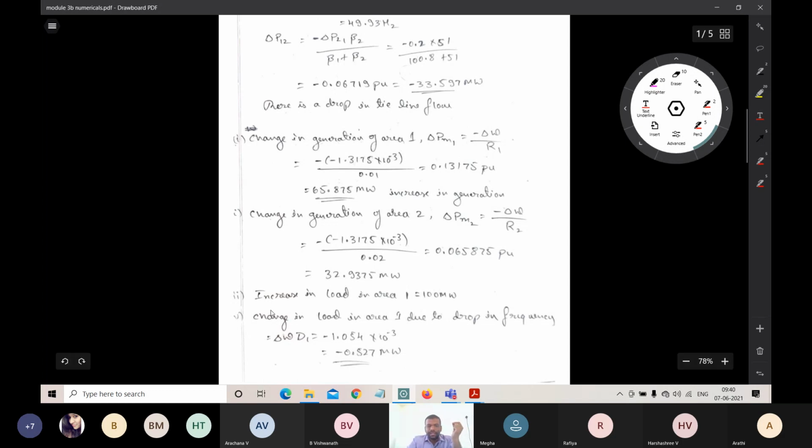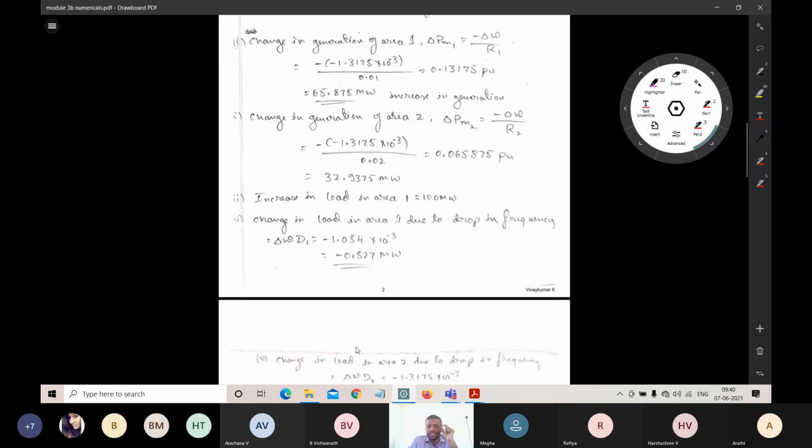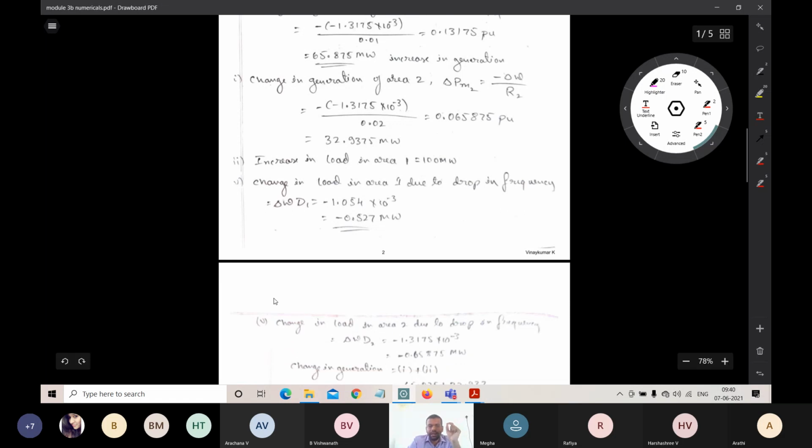So increase in load in area 1, that will be for 100 megawatt, and change in load in area 1 due to drop in frequency, delta omega d1. So drop in frequency, so if they ask for drop in frequency, multiply with droop, delta omega and droop. So droop is 1, that is 1%, so delta omega will be given by minus 0.527.